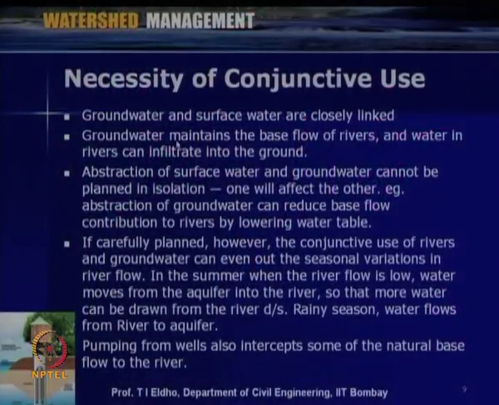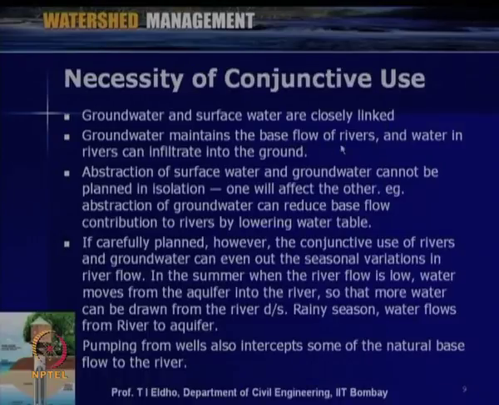Now, within this perspective, what are the necessities of conjunctive use? We are looking at the use of surface water and groundwater, and these issues are listed here. As we discussed, there is constant interaction between surface water and groundwater, like the aquifer and stream interaction shown here. Groundwater and surface water are closely linked, so we have to look at them in a conjunctive way of use.